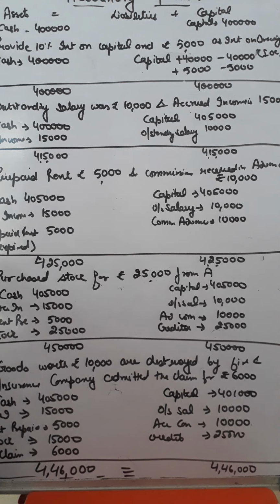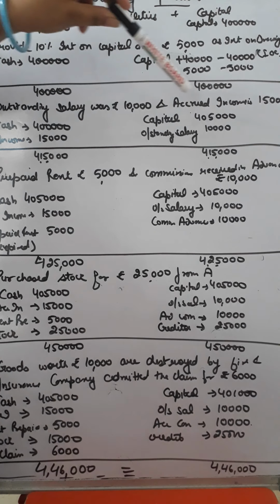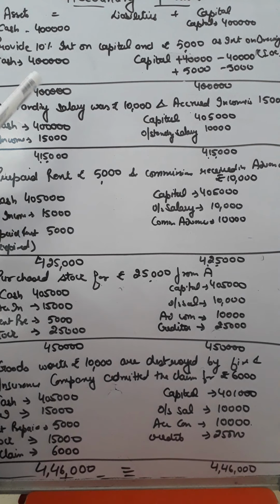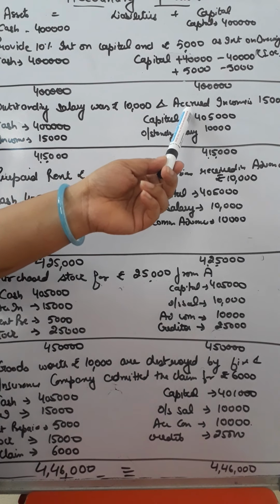When a service or goods have been consumed, the expense becomes the expense of the current year only, and all the current year expenses are to be deducted from capital whether they are paid or not. So when we talk about outstanding salary of 10,000: when salary is paid, we used to deduct it from cash and from capital. But now the salary is not paid, but since this is an expense to the organization, you will deduct it from capital.